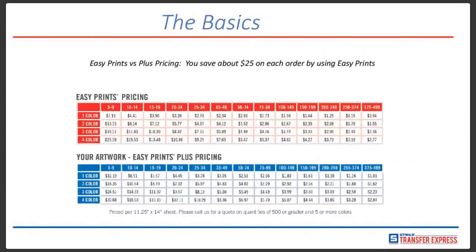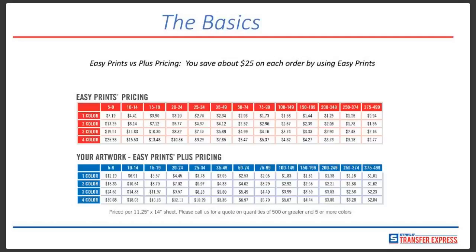We offer what's called Easy Prints pricing or plus pricing. Easy Prints pricing is if you are using one of our customizable templates or our clip arts or any of our art. If you're doing a custom transfer order, that's considered plus pricing. So you basically save about $25 on each order if you use Easy Prints. As an example, if you were to order 10 sheets on our Easy Prints designer with one color, it would be $4.41 per sheet for 10.